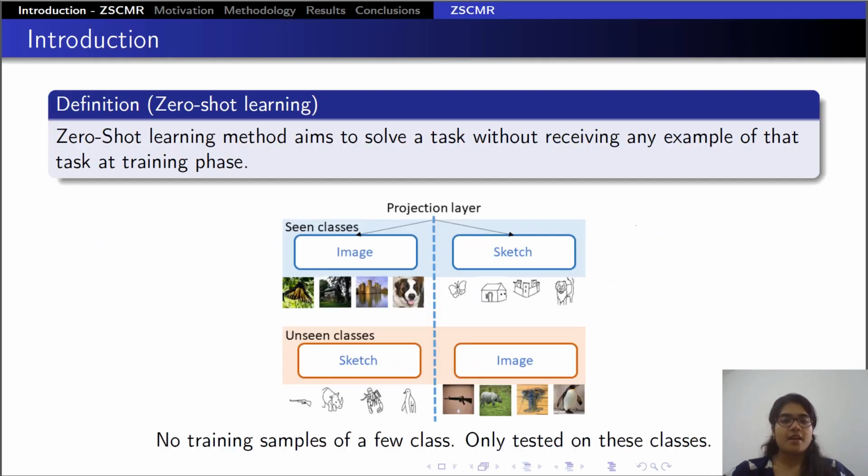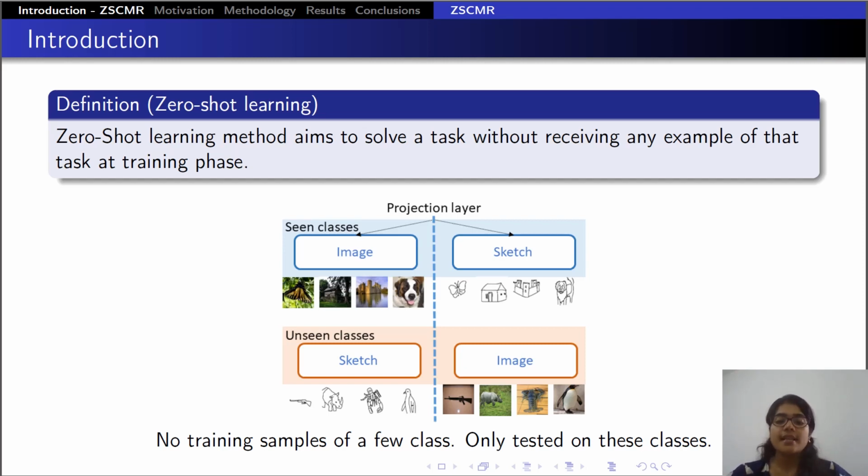So, before we begin, what is ZeroShot Learning? ZeroShot Learning basically aims to solve a task at hand without receiving any example of that at the training phase. So here in this problem, we want to do a sketch-based image retrieval, wherein we have images as well as sketches.